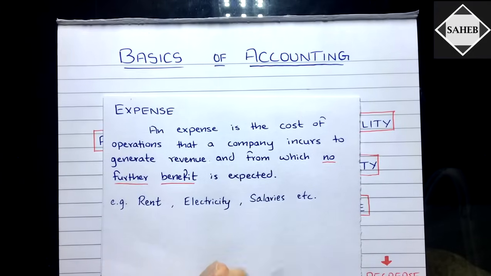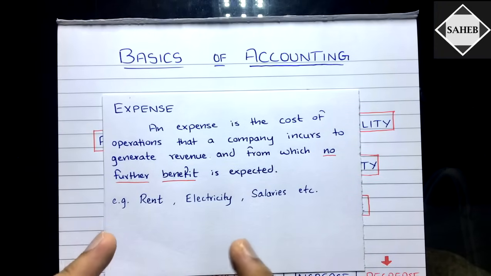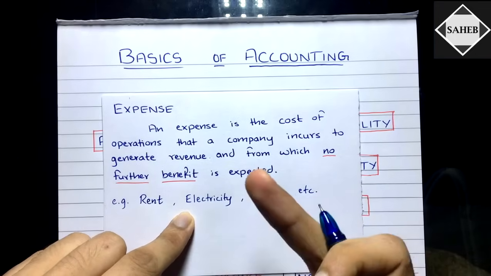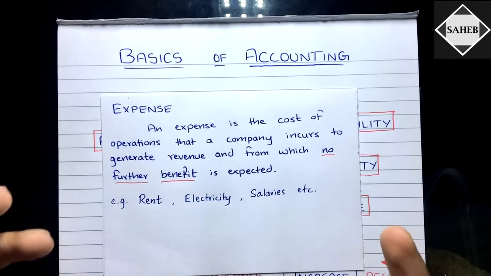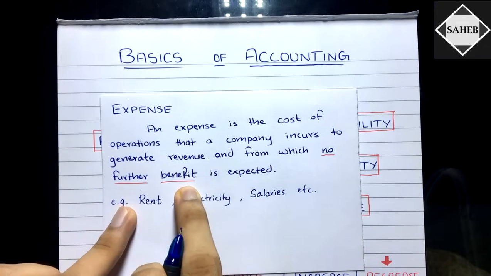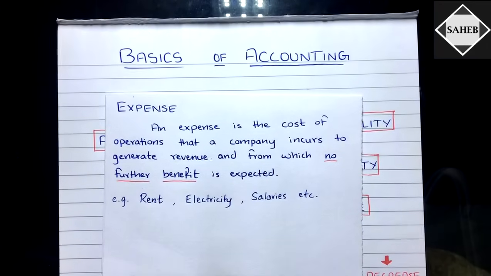You are not going to get any more electricity from that money itself. If you get an electricity bill of 2000 rupees, that means you have used that much electricity. Now you are paying that 2000, that means that's an expense for you. That 2000 you can't ask back. You are not getting any benefit anymore. You have already utilized the benefit. Clear? So that's what an expense is.